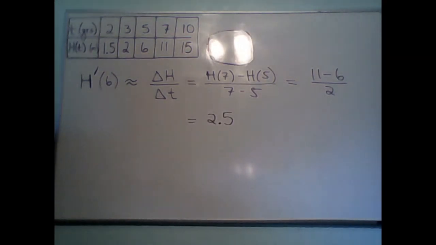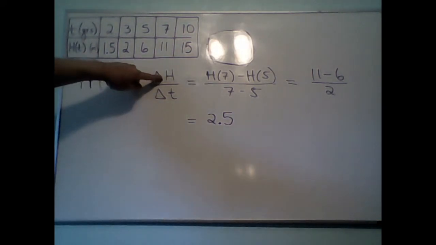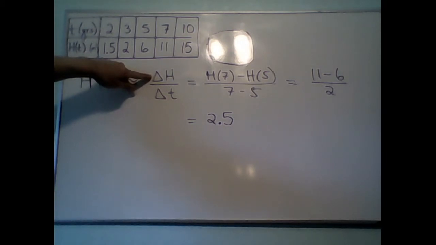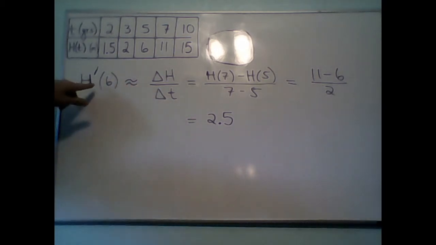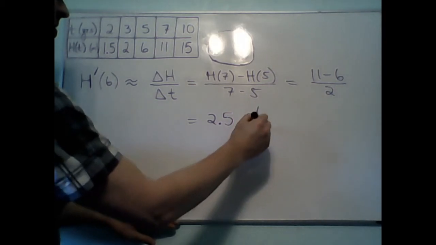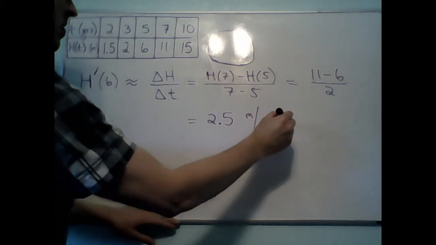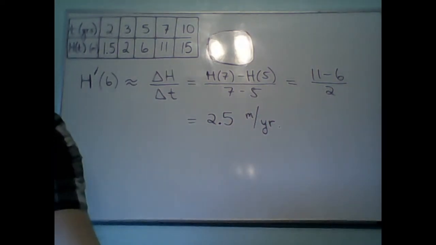And it also wants the units. So since h is in meters, the change in h is also in meters. And since t is in years, the change in t is also in years. So the rate of change is just meters per year. 2.5 meters per year.